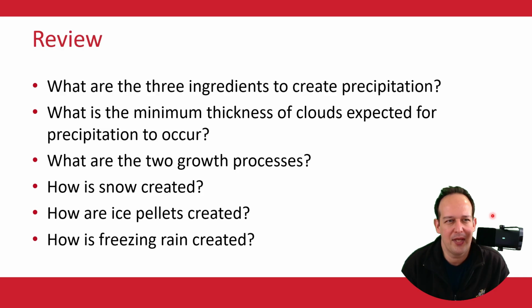Well, there you have it. That's precipitation. So, can you answer these questions? What are the three ingredients to create precipitation? What is the minimum thickness of clouds expected for precipitation to occur? And what are those two growth processes called again? How is snow created? How are ice pellets created? What about freezing rain? If you can answer those, then you've done a good job watching this video.